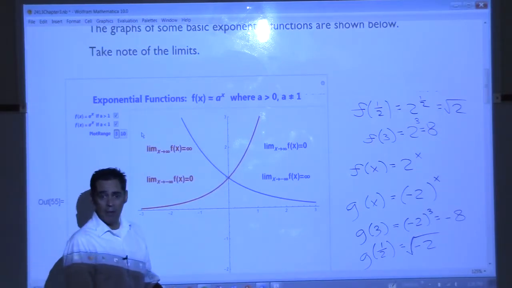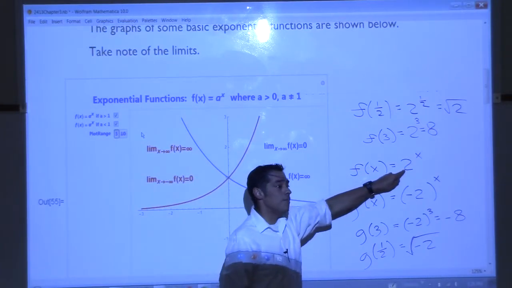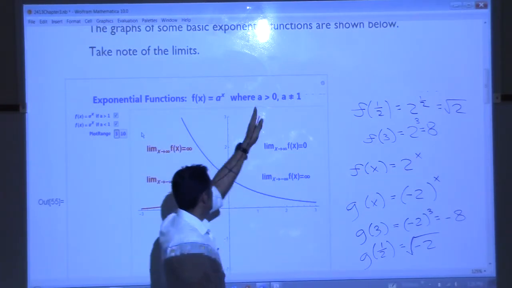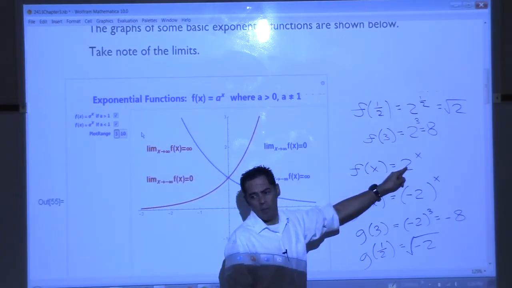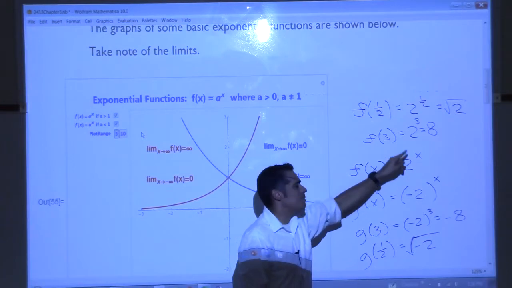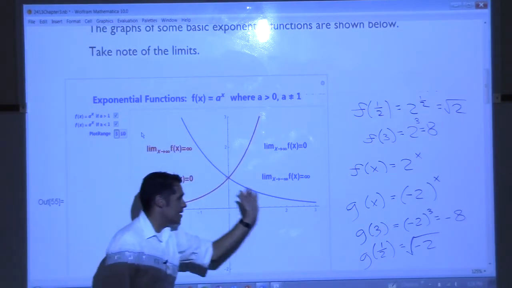Between 0 and 1, okay? So we have the red one if this base is bigger than 1, and we have the blue one if the base is smaller than 1, let's say like 1/2. So if I say 1/2 to the x, we're going to have this blue one, and that's called exponential decay, all right?